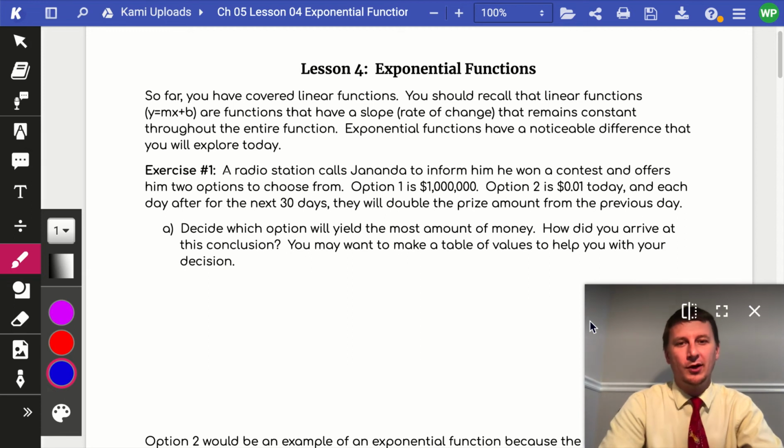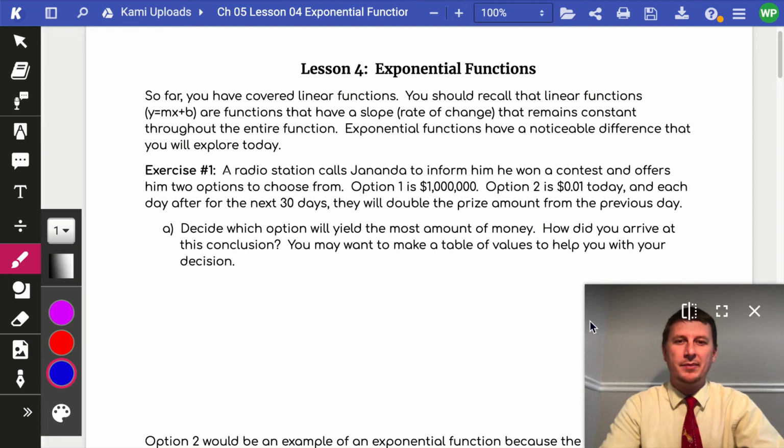And in this lesson, we're going to finally begin exponential functions, the name of the chapter. So this must be a big lesson. So starting with exercise number 1, we're going to work through each of these exercises and really get an idea of what exponential functions are.